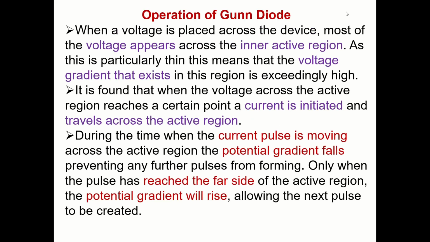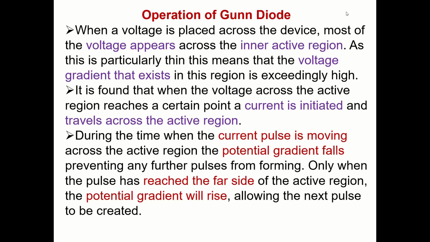So let us see the operation of the Gunn diode. When a voltage is placed across this device, most of the voltage appears across the inner active region. As this region is particularly thin, the voltage gradient that exists in the region is extremely high. It is found that when the voltage across the active region reaches a certain point, current is initiated and travels across the active region. First, when there is no external supply, there is no operation, but when we place the Gunn diode across the voltage, the inner active region activates and forms the gradient that exists. At a certain point the current starts flowing from the device.